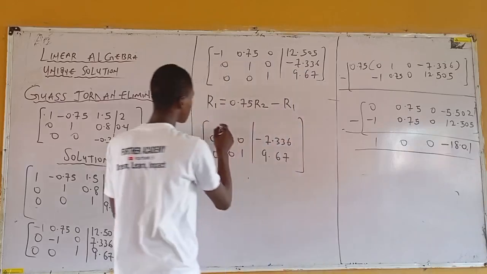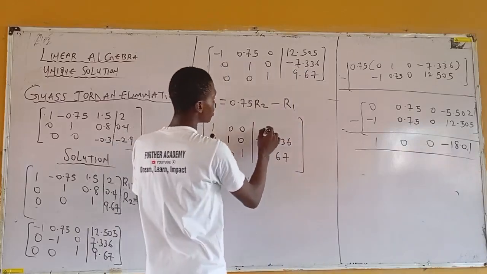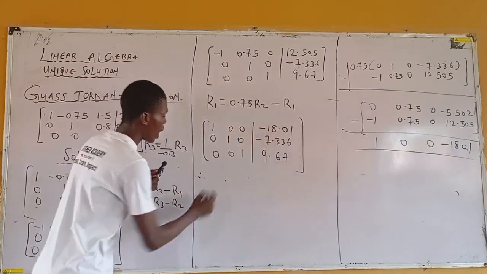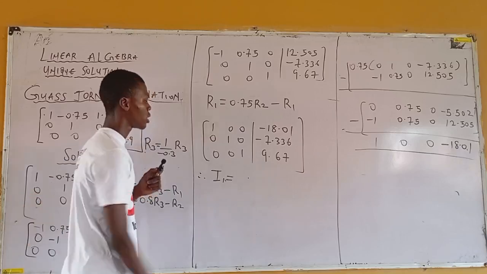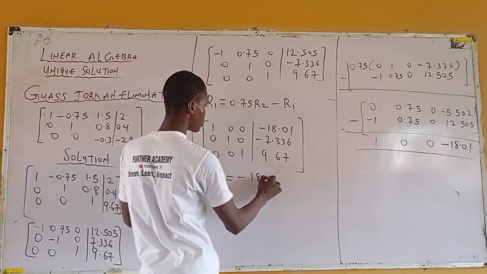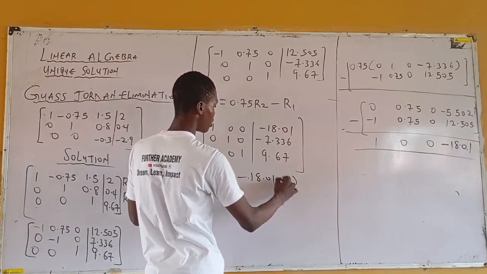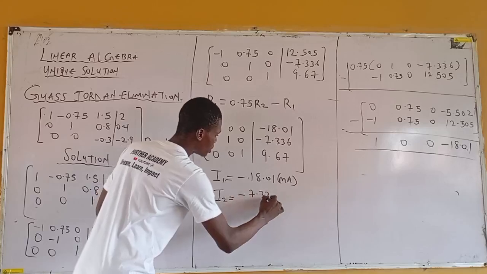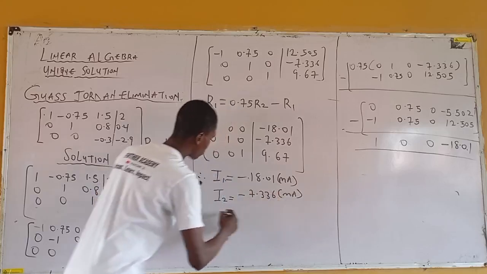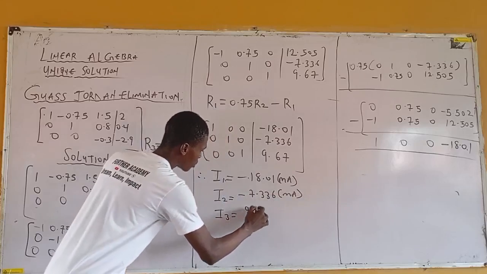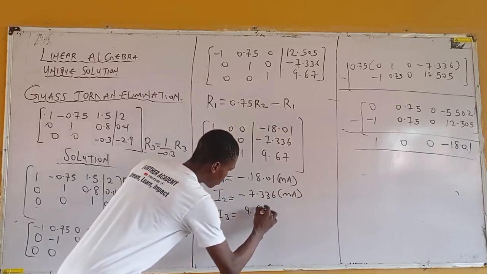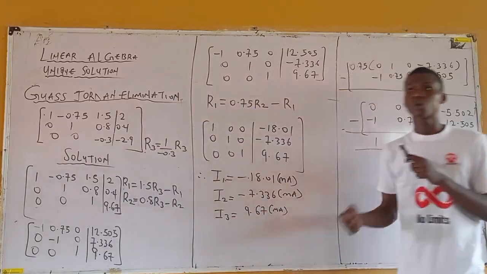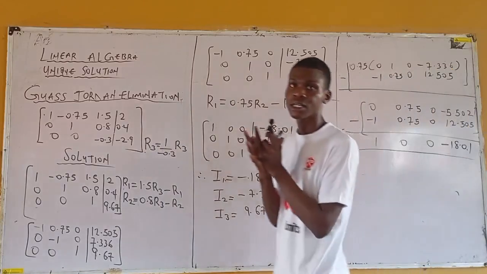So substitute values. This becomes 1, 0, 0, negative 18.01. Therefore, I1 is equal to negative 18.01 milliampere. What's I2? Minus 7.336 milliampere. What's I3? 9.67 milliampere. Comparing what we got now with the previous answer, are they correlating?